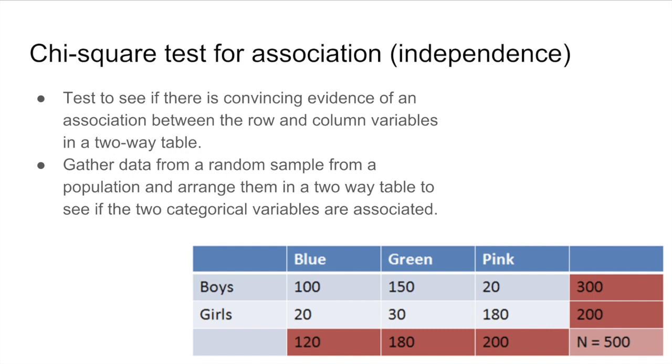Moving on, we're going to be talking about the chi-square test for association. This is a test to see if there is convincing evidence of an association between the row and column variables in a two-way table. For example, like the problem we have on the screen, we'd be testing for an association between gender and favorite color.